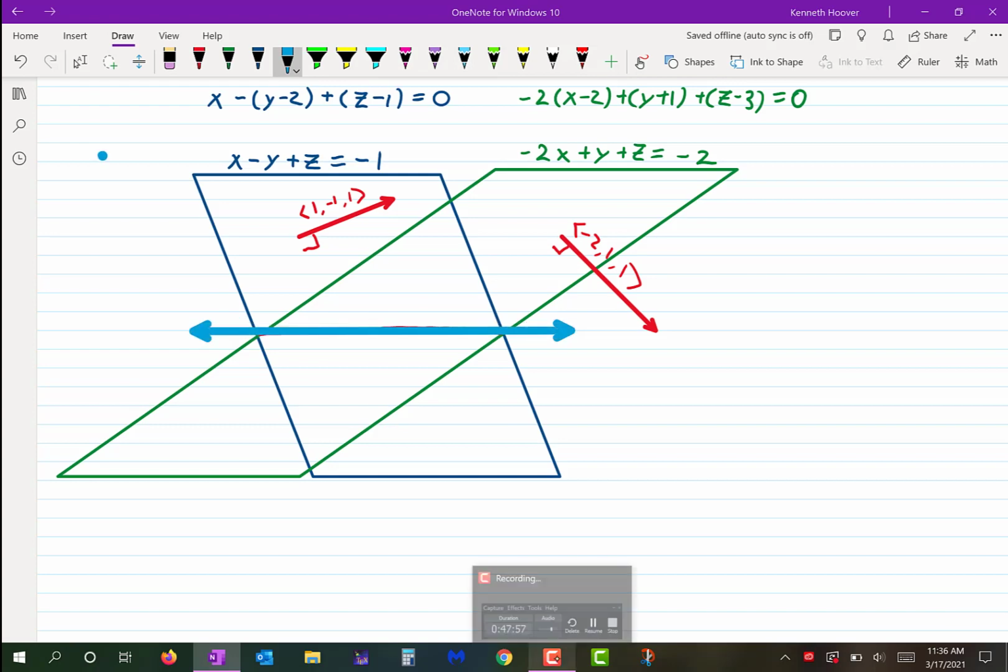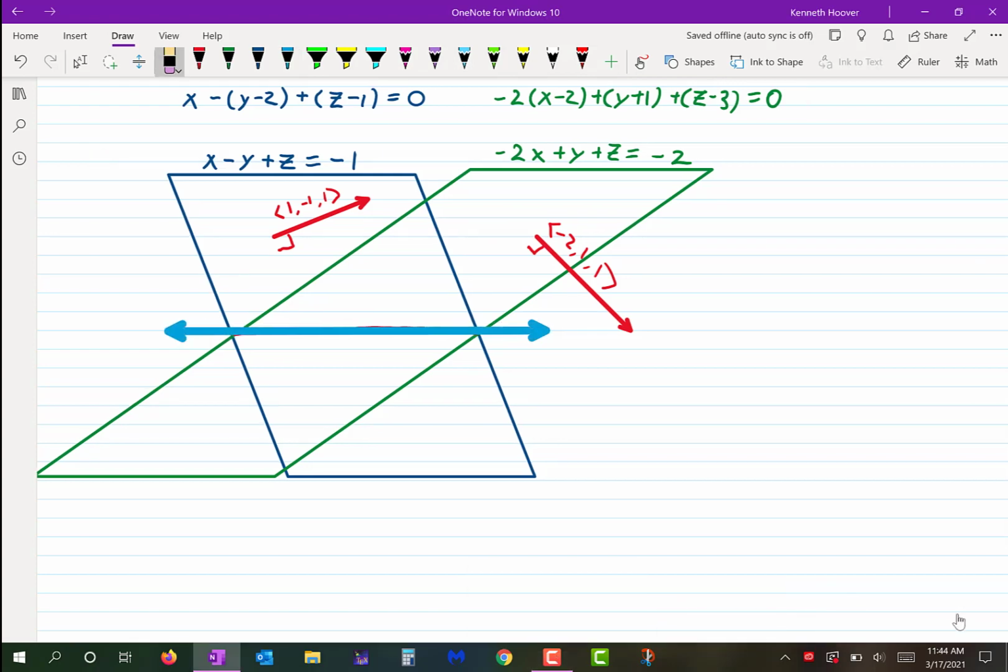Let's find the equation of the line. Okay, now remember what I said. In order to find where two things intersect each other, you combine their equations, right? Let's take this equation right here and solve that for z. We would get z equals negative x plus y minus 1.